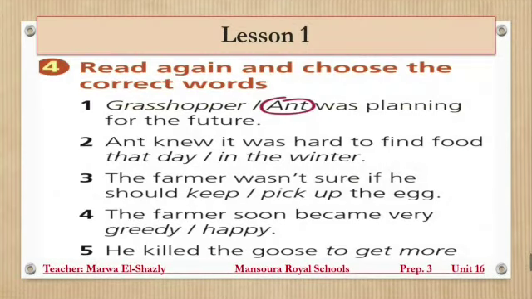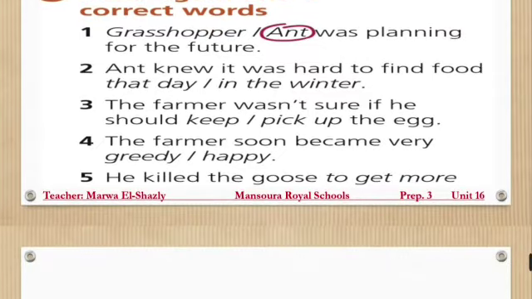Exercise 4. Read again and choose the correct words. 1. Grasshopper or ant was planning for the future. Of course, the answer is ant. Number 2. Ant knew it was hard to find food that day in the winter. 3. The farmer wasn't sure if he should keep or pick up the egg. 4. The farmer soon became very greedy or happy. 5. He killed the goose to get more.